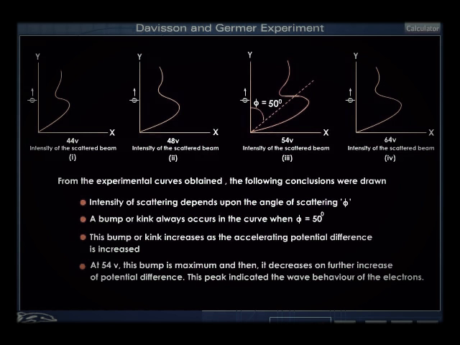This peak indicated the wave behavior of the electrons. Thus, the Davisson-Germer experiment verifies de Broglie's hypothesis of wave nature of matter particles.